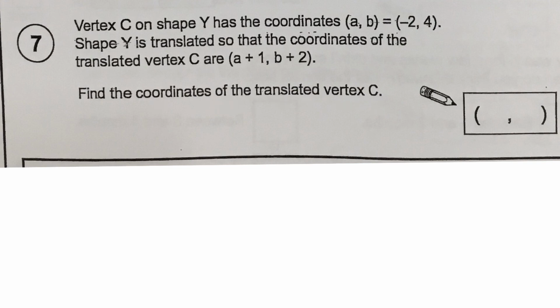All we need to do is add 1 to the X value, so plus 1. What is -2 plus 1? -2 plus 1 is just -1, so the X coordinate will be -1. And then we need to add 2 to the Y value. 4 plus 2 is just 6, so the Y coordinate is 6. And that's it, we're done.